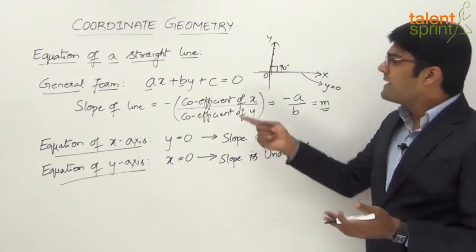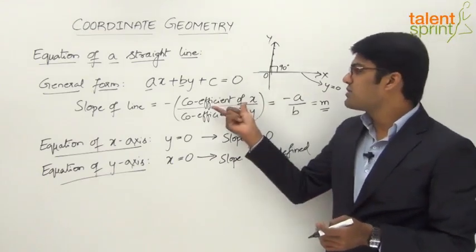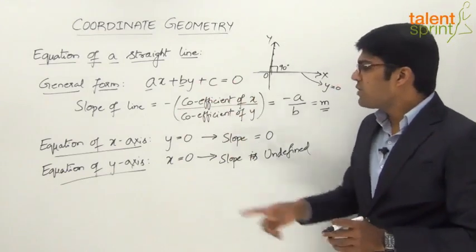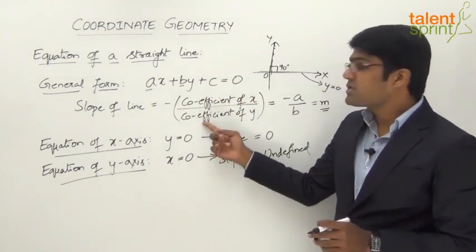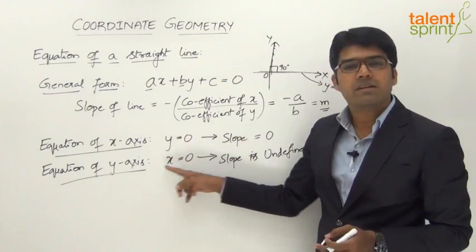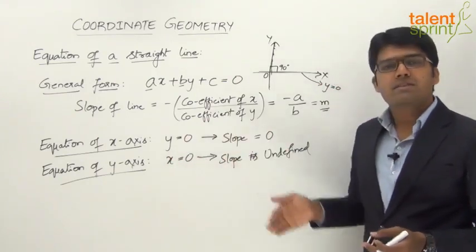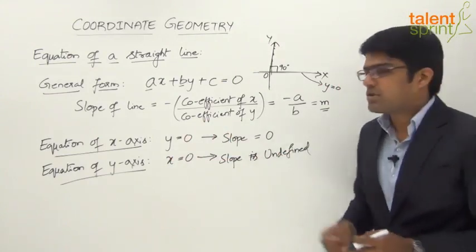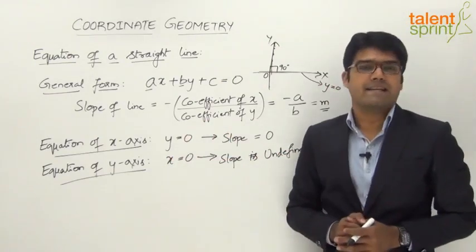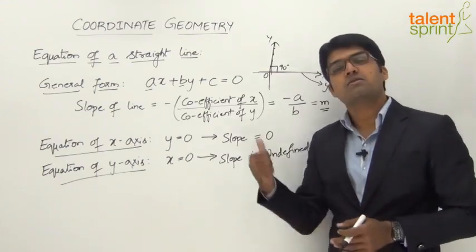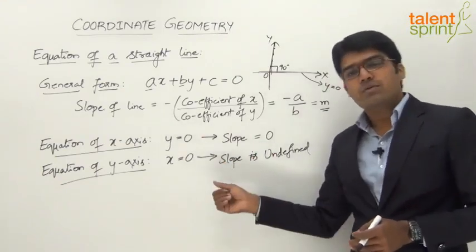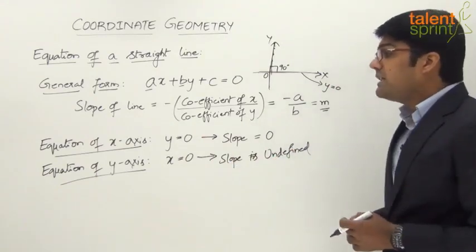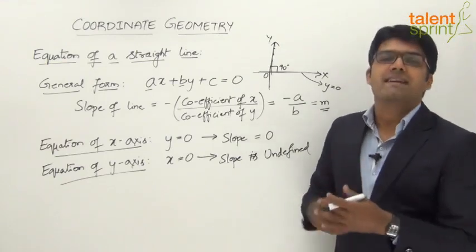Or if you go by the formula here, we know that it is the negative of the coefficient of x by the coefficient of y. What is the coefficient of x? 1. What is the coefficient of y? 0. There is no y variable here. So minus 1 by 0. What is 1 by 0? It's undefined. So the slope here is undefined. So that's about the equation of the coordinate axes. The x-axis is y equal to 0 with a slope of 0, and the y-axis is x equal to 0 with a slope which is undefined. Let us also look at the equation of lines which are parallel to the x-axis and y-axis.